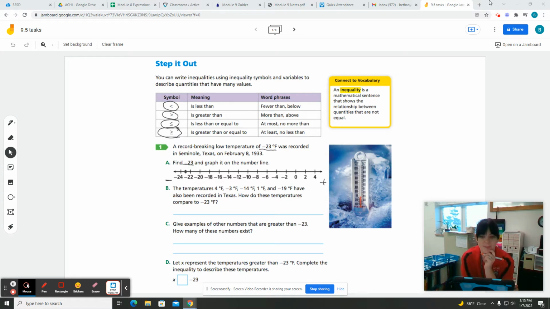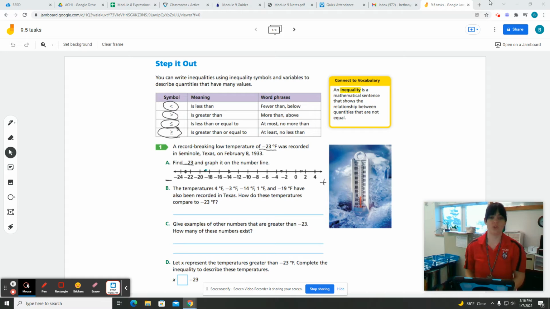Part B says the temperatures 4 degrees Fahrenheit, negative 3 degrees Fahrenheit, negative 14 degrees Fahrenheit, 1 degree Fahrenheit, and negative 19 degrees Fahrenheit have also been recorded in Texas. How do these temperatures compare to negative 23 Fahrenheit? Well, if we just dot them on the number line, let's do that. We have 4 degrees, negative 3 degrees, negative 14 degrees, 1 degree, and negative 19 degrees.